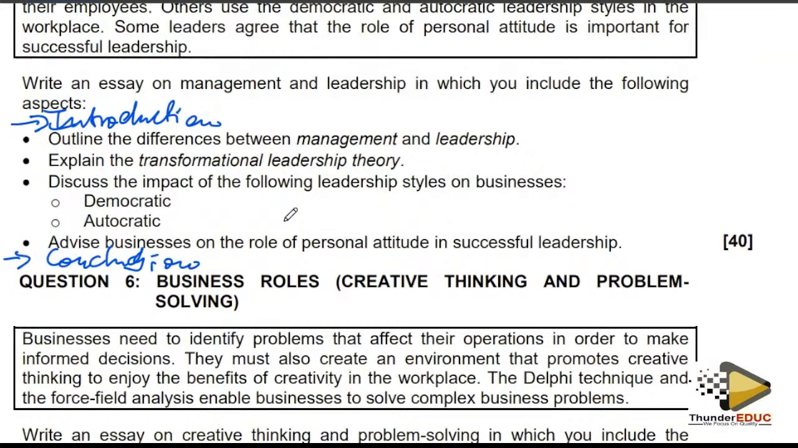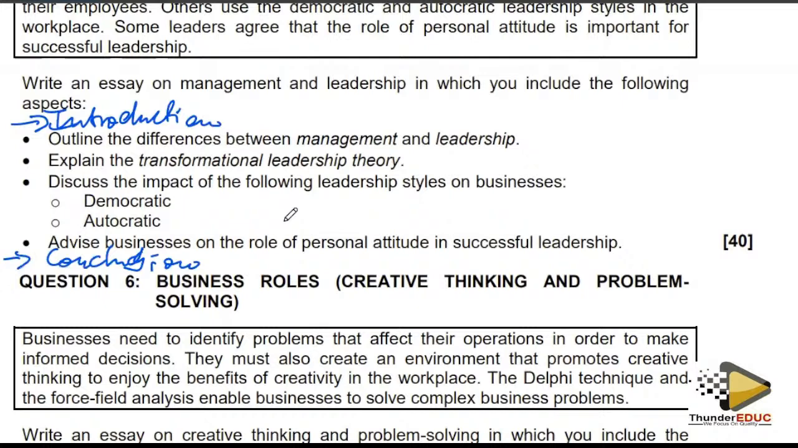So now, we are done with the introduction. We have already scored ourselves 2 marks. So now, let's move on to the body. In the body, we have 4 points, four bullets. Normally, they comprise our subheadings. So now, under the first subheading, you must give the differences between leadership and management.